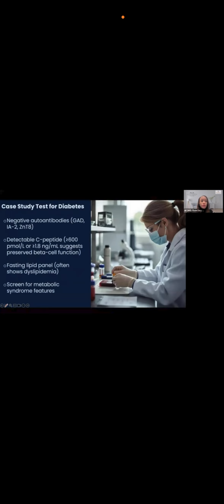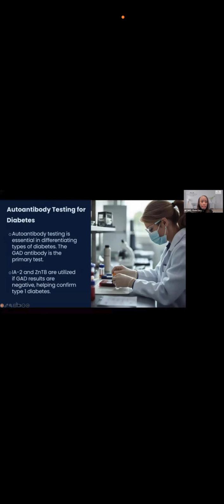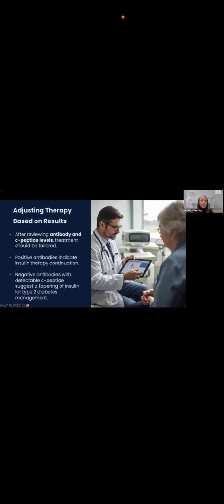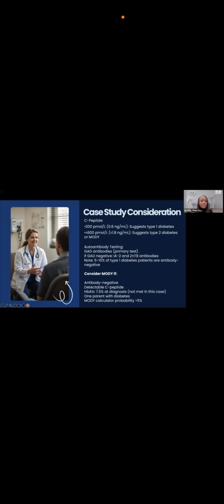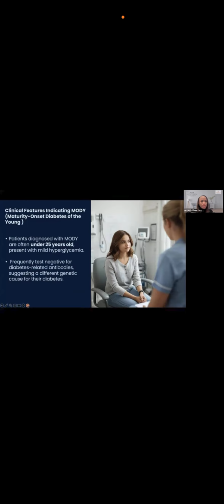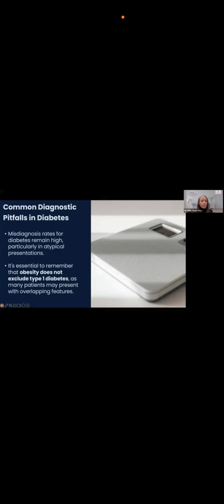So again, whenever you have labs like that, make sure that you also include the antibody testing. So I talked about that, the GAD, the 1A2, and then the ZnT8. And these would help to confirm. In this patient's case, all the antibody testing came back negative. So again, I talked about that with the AABBCC. And in this patient's case, this is your classic MODY type of diabetes. So I wanted to talk about that.